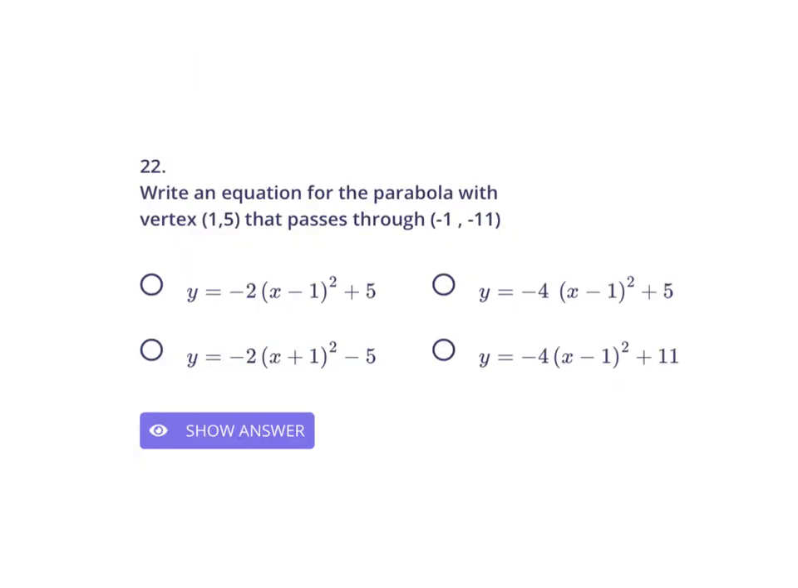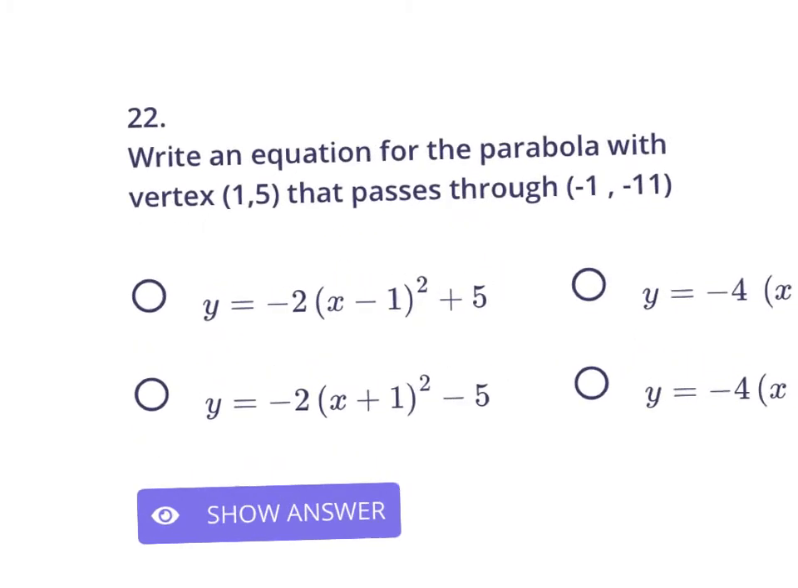We have another one where it says write an equation for the parabola that has the vertex (1, 5) and that passes through the point (-1, -11). So this one's a little different because they give you a vertex, which is technically an h and k value. And before that, notice that all of your multiple choice answers are in vertex form, okay?